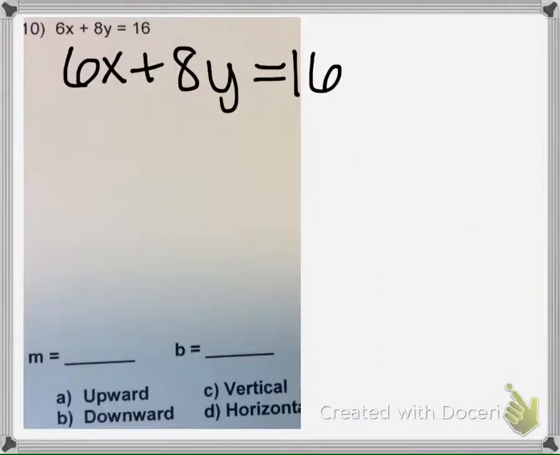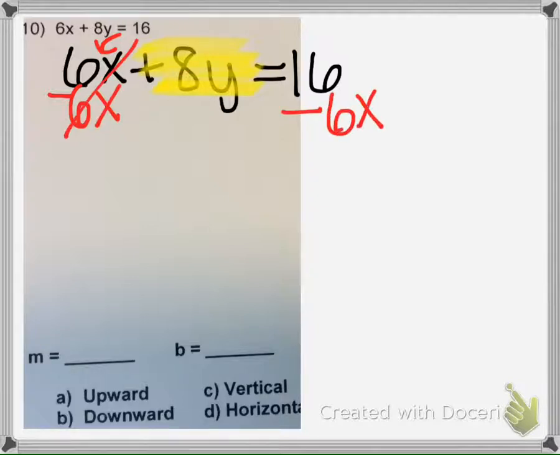All right, let's take a look at this one. So we have a problem. The y is not by itself. So I'm going to highlight where the y variable is, and I need to remove this. So we're going to subtract 6x from both sides of the equation. And remember, whatever we do to this side, we have to do to this side. So that's why we're subtracting 6x on both sides.